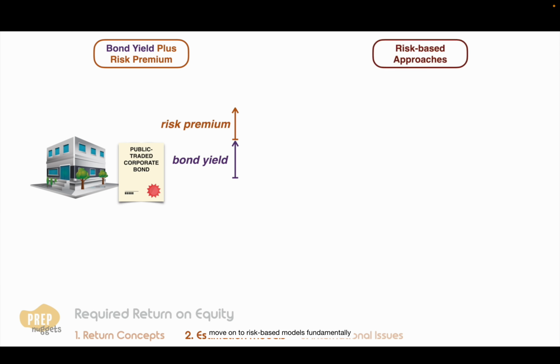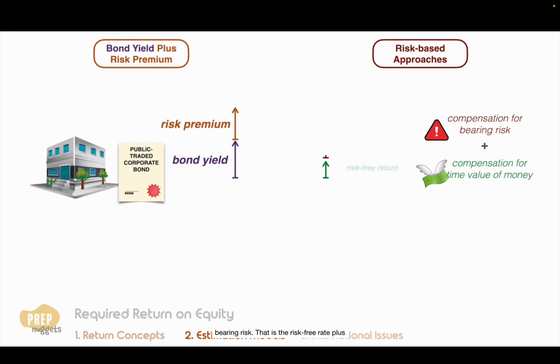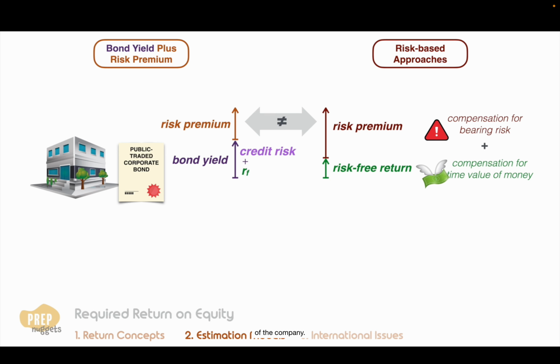Next, let's move on to risk-based models. Fundamentally, risk-based models estimate the required return on equity as the sum of the compensation for the time value of money and compensation for bearing risk. That is, the risk-free rate plus a risk premium. This risk premium is not the same as the risk premium under the bond yield approach, as the bond yield will incorporate the risk-free rate and the credit risk premium of the company.